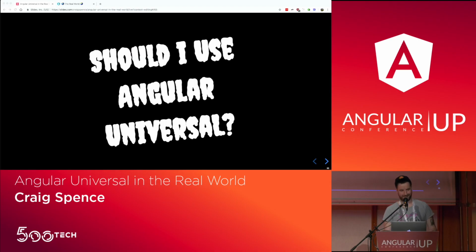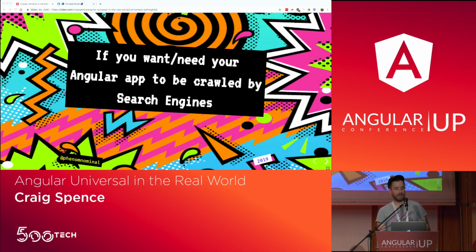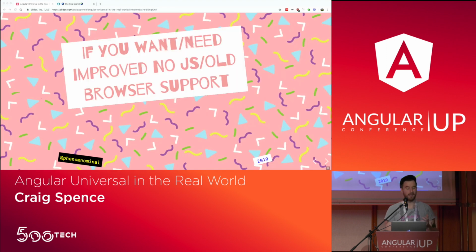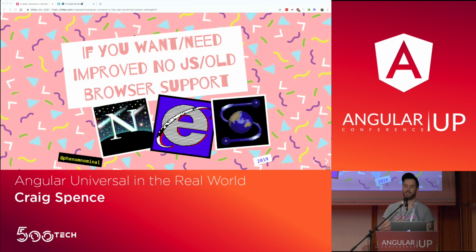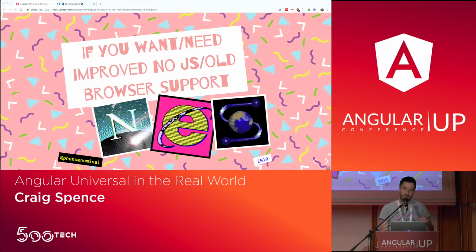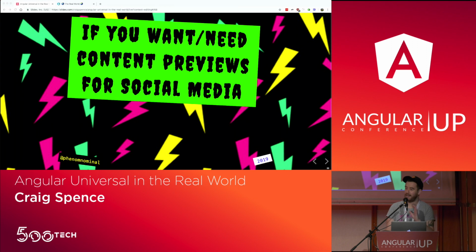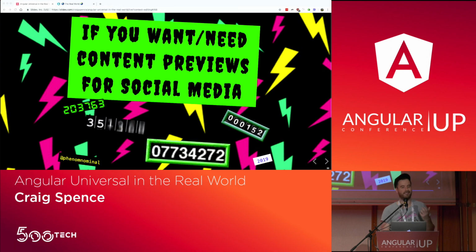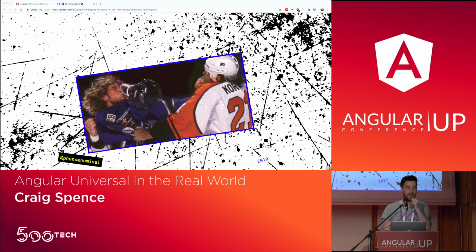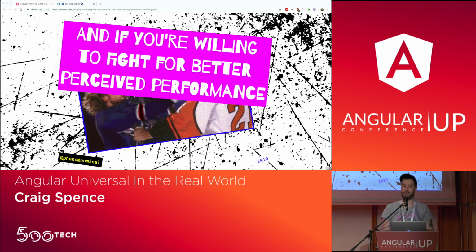Should you use Angular Universal? That's the actual question we're talking about here. And of course the answer is, it depends. But if you need your application to be crawled, you should use Angular Universal. If you really need your users to be able to use your application without JavaScript turned on, if you're in really old browsers or just want this kind of functionality, use Universal. If you need pre-rendered content anyway, again, use Universal. And if you're really willing to fight for better performance, again, Universal can be a way to do that.